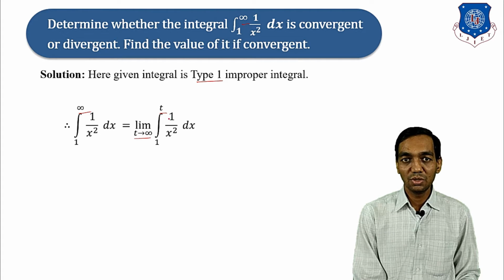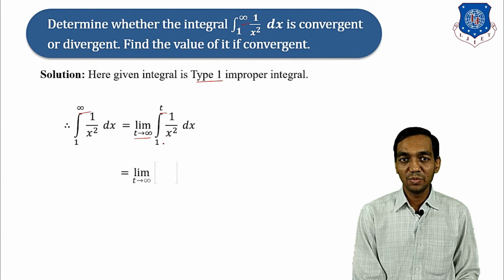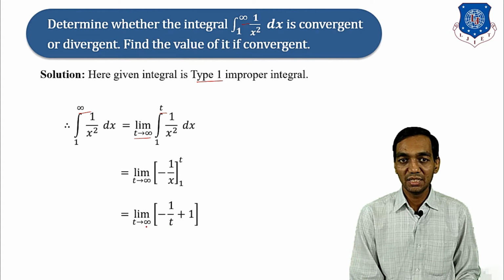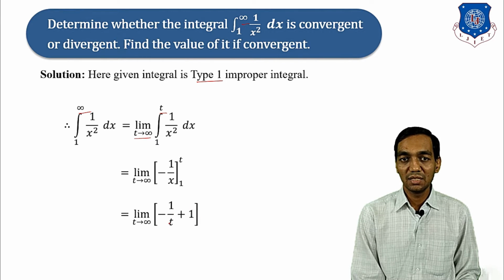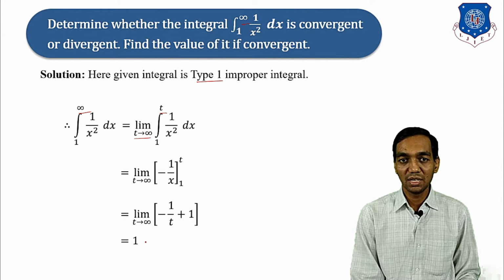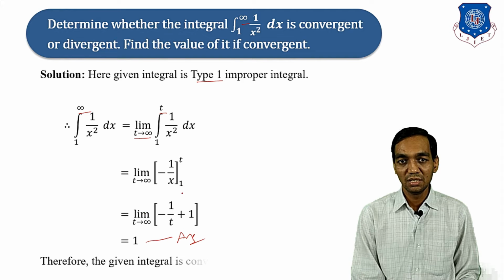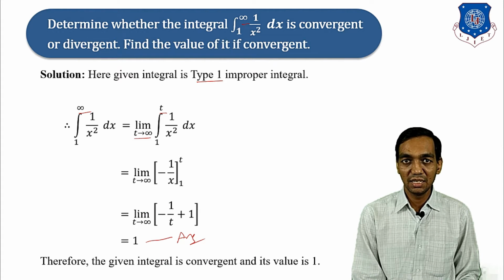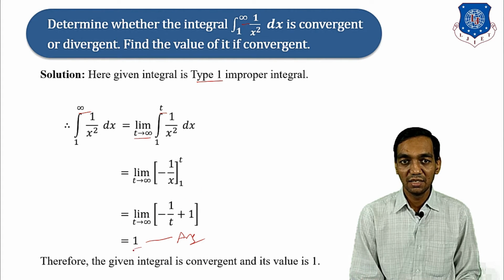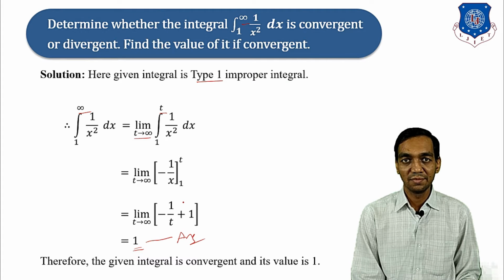So integration from 1 to t of 1 upon x square dx will be written in the form of limit t tends to infinity, integration of 1 upon x square is minus 1 upon x, limit from 1 to t. Substitute the limit, that will give limit t tends to infinity minus 1 by t plus 1, and if you apply the limit, then 1 upon infinity will be 0. So your answer is 1. Correct? And since it is 1, your given integral is convergent. Therefore the given integral is convergent, and its value is whatever answer we get, that is the value of your integration.